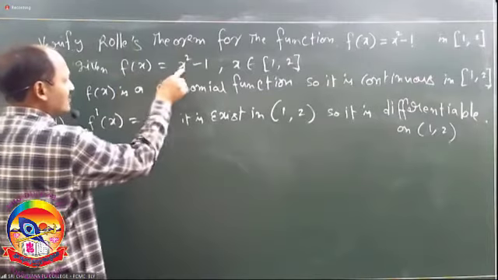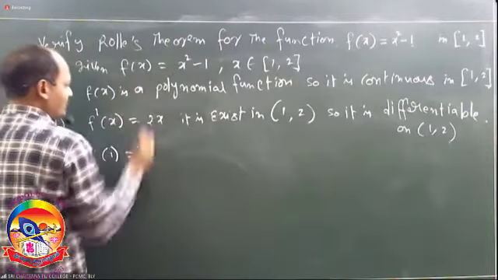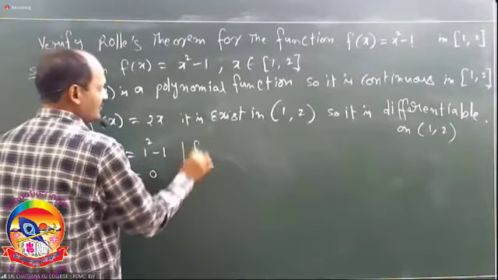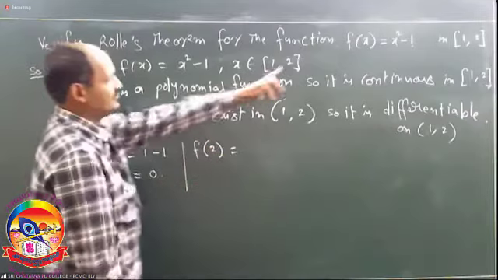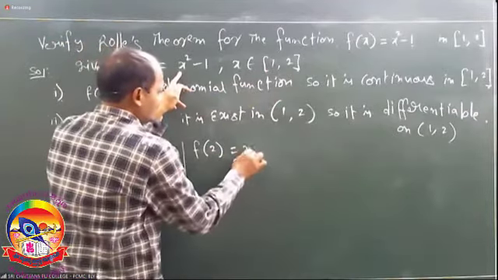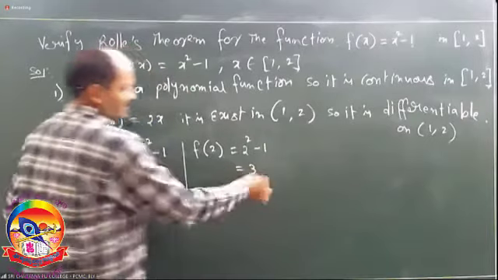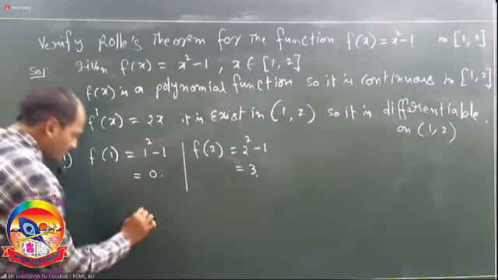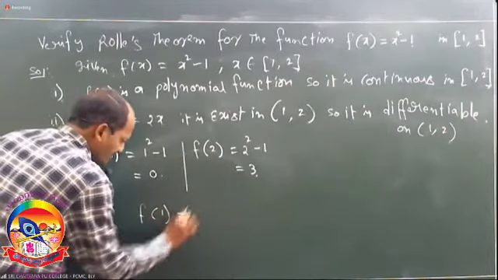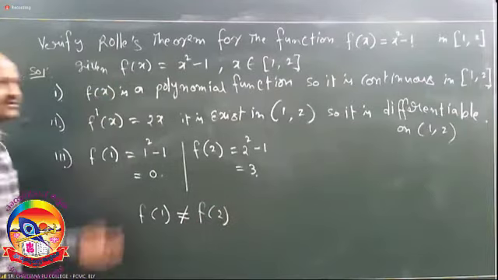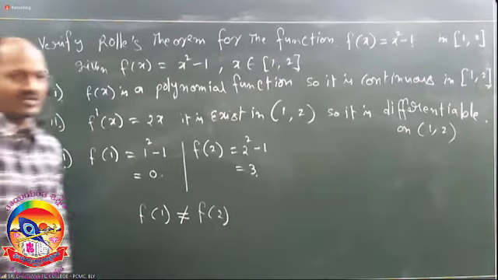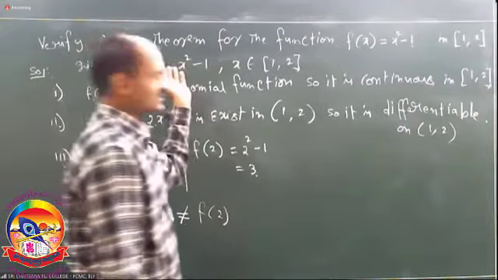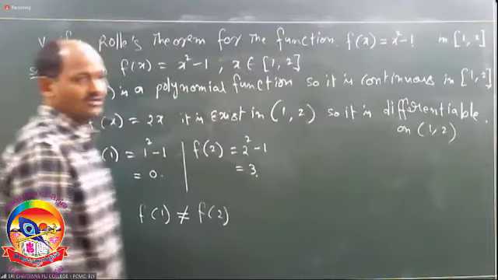f of x is equal to x square minus 1. f of 1 is 1 square minus 1, and f of 2 is equal to 2 square minus 1. So f of 1 is not equal to f of 2. Here the third condition is not satisfied. So Rolle's theorem is not applicable for this function in the interval 1 comma 2.